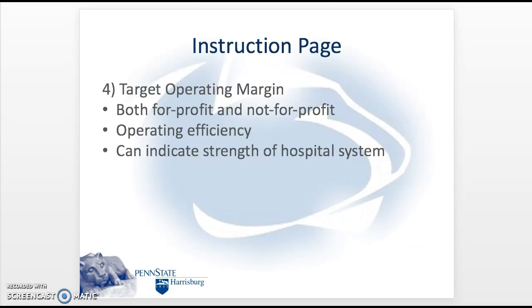Lastly, you need to look at the healthcare system's target operating margin. So this needs to be looked at for both for-profit and not-for-profit healthcare systems. Overall, the operating margin is the operating efficiency, how much is left after all necessary costs are paid. This target operating margin can then be an indicator of the strength of the hospital system financially.